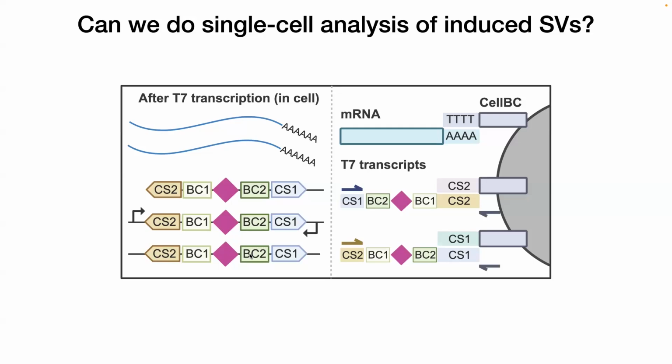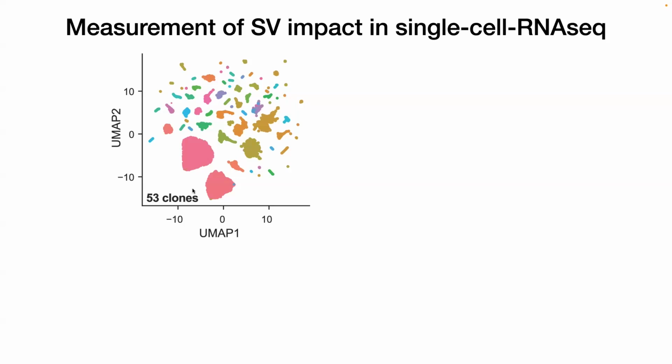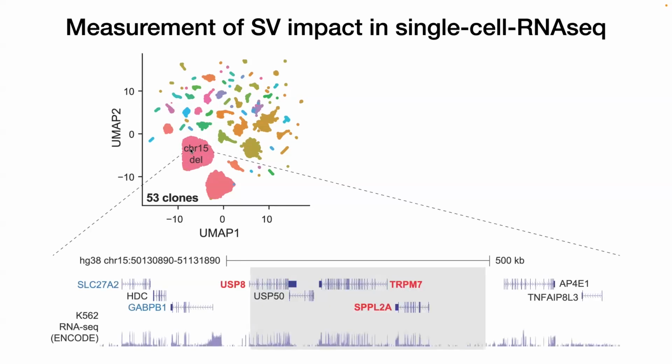Now, if you put it through 10x Genomics feature barcoding, these beads have poly-dT primers that allow you to capture the endogenous mRNAs, but they also have oligos with these capture sequences, CS1 and CS2, that allow us to capture these T7 transcripts. In one experiment, we were able to find 53 different clones based on the complement of T7 barcodes that were found within them. We realized that within this clone, there was a 500 kb deletion to one copy of chromosome 15, and that contained these genes, out of which 3 were actually expressed in these K562 cells.